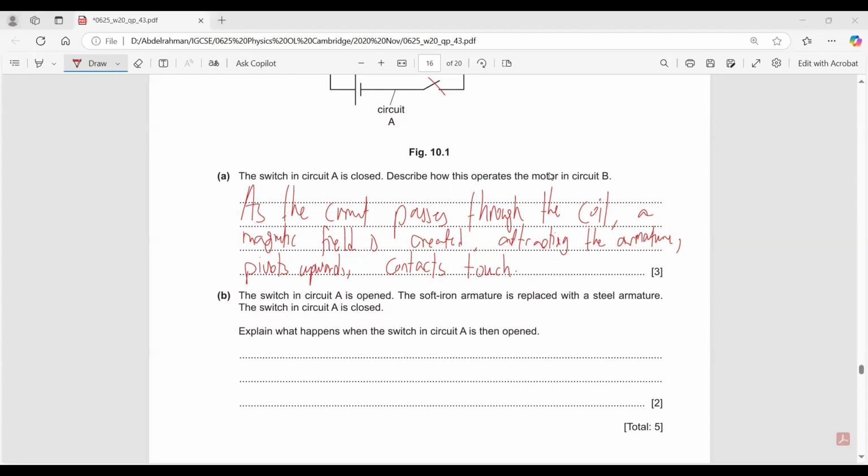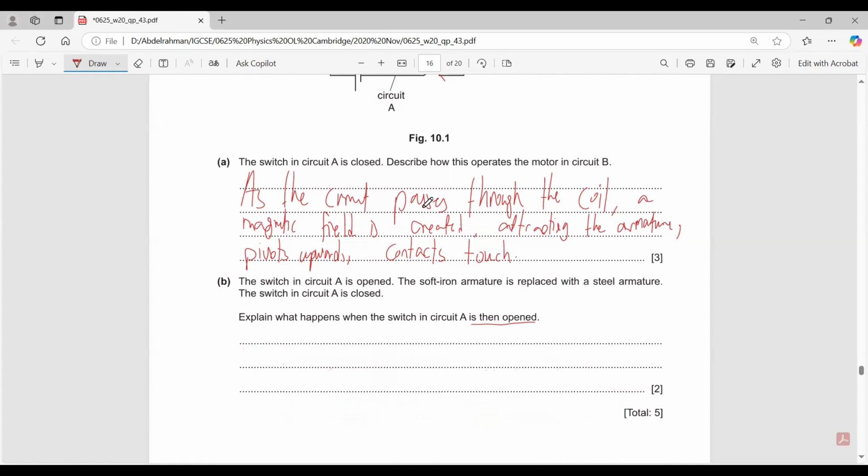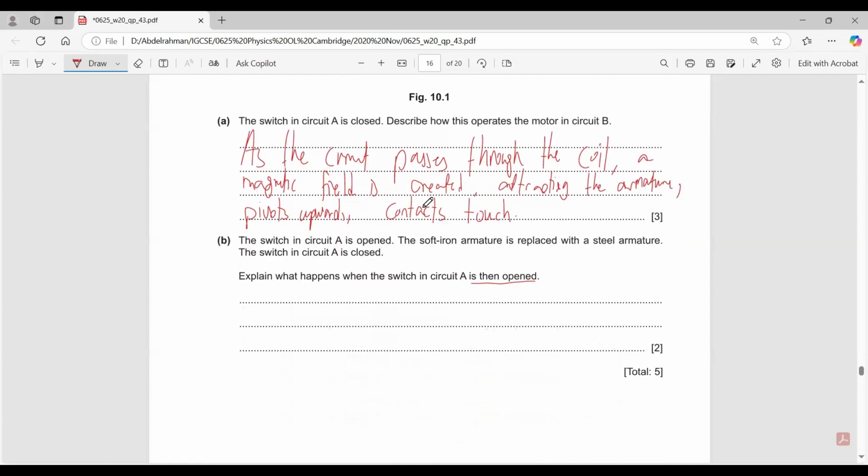So the question is, what happens when you open the switch again? The motor will remain on. The motor will keep on. Circuit B will keep on operating and will not switch off. Why won't it switch off? Because the steel is still magnetized.